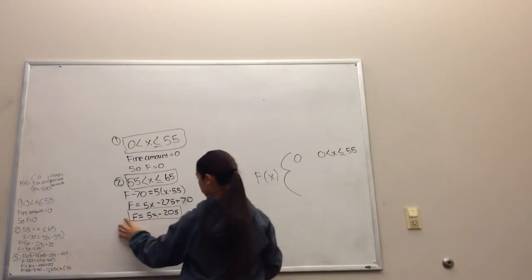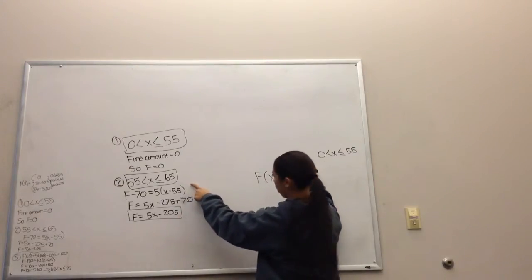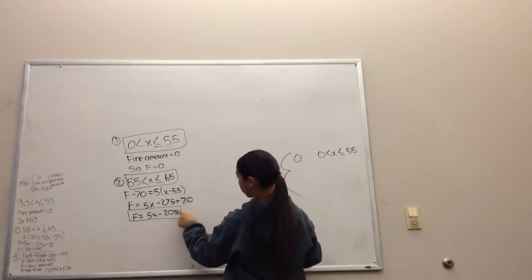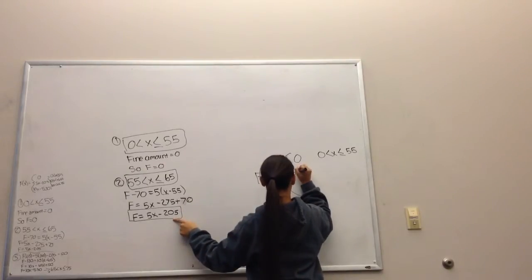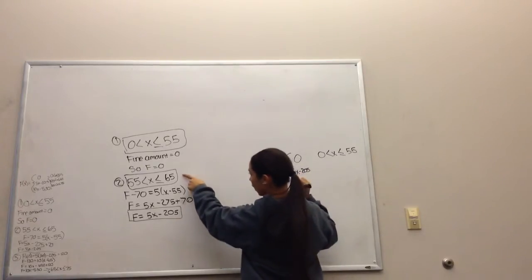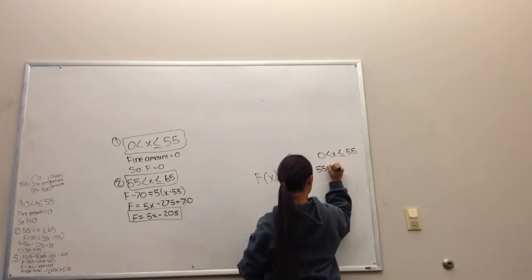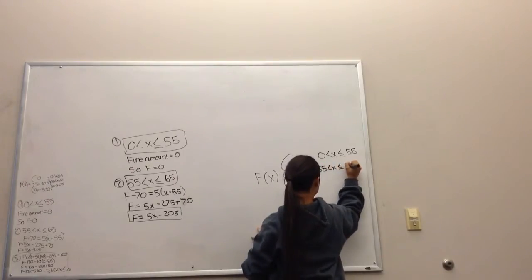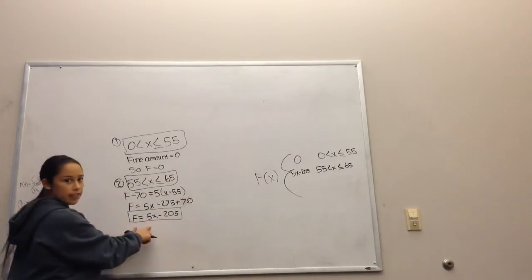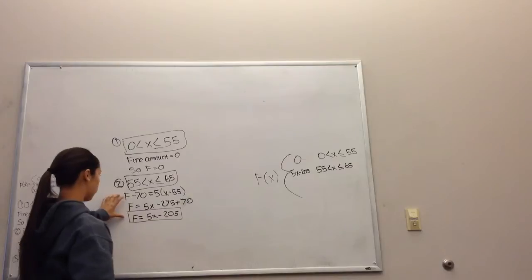Oh no, this equation we're going to use for number 3. No, this equation is going to go here. So 5x minus 205, and it's relevant with this one, so it's 55 < x ≤ 65. So we're looking for our third equation, and we're going to use this to solve for our third equation.